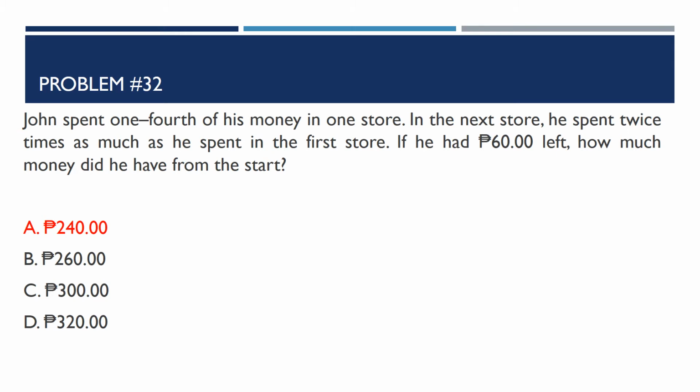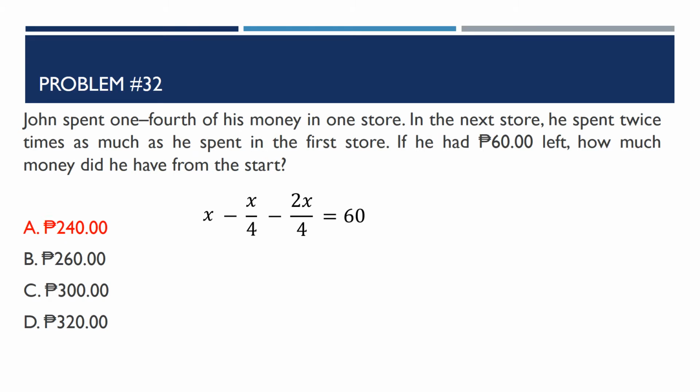Let me show you another way of solving the problem using algebra. Let us represent John's money at the start with X. Since it's given that 1/4 was spent in one store, we'll minus 1/4 of x, or x over 4. And then in the next store it will be twice, so minus twice of x over 4, which is 2x over 4, and what's left is 60.